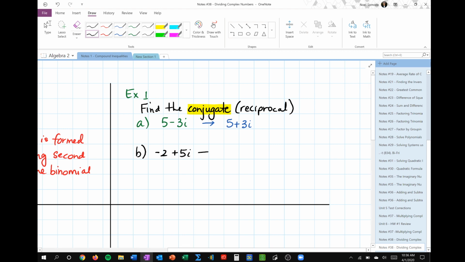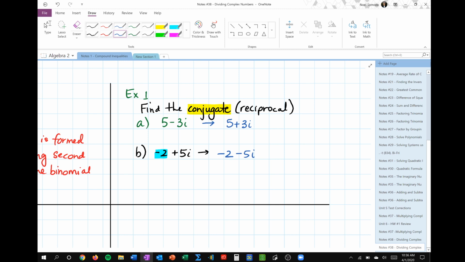What if we had something else that looked like -2 plus 5i? What would the conjugate look like in that case? Remember, you're only negating the second term. The real value, this -2, is negative and it's going to stay negative. You don't change anything in the real term. The only thing that ever changes is the imaginary term. So that becomes -2 minus 5i, and that would be the conjugate for that complex number. Are we okay? Any questions so far? Yeah, it's pretty easy so far.